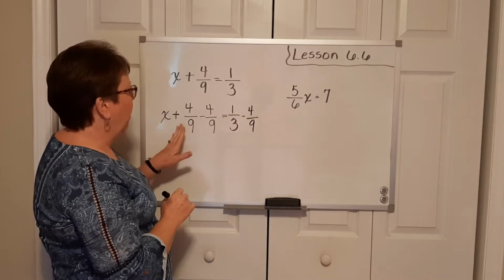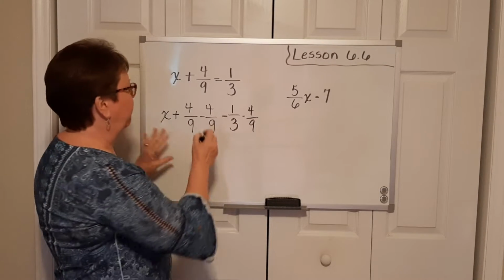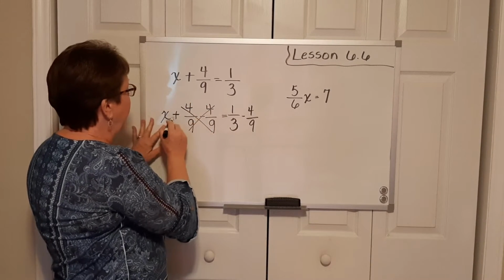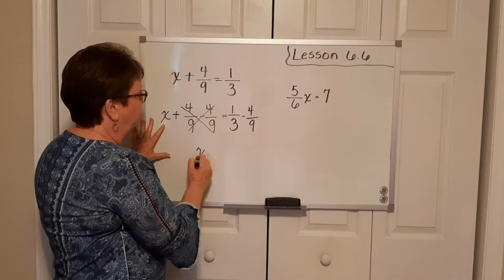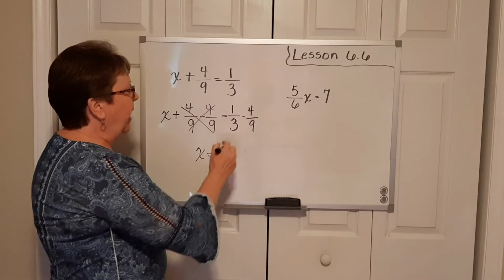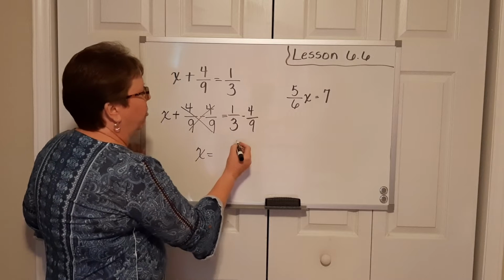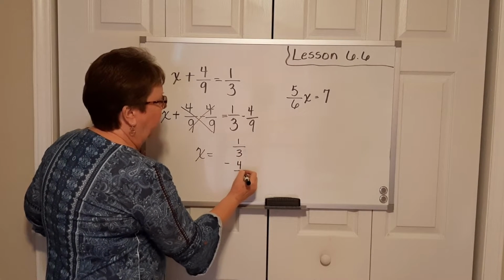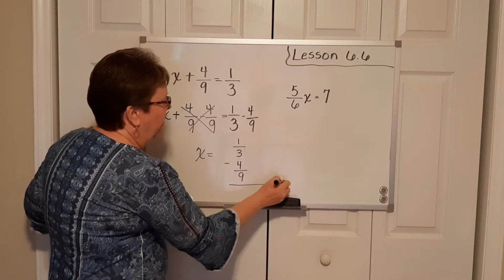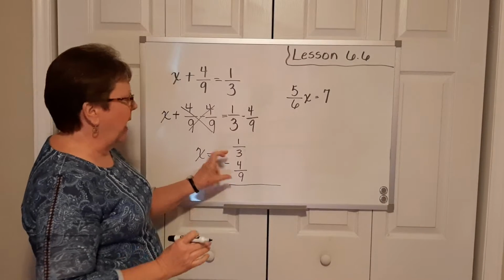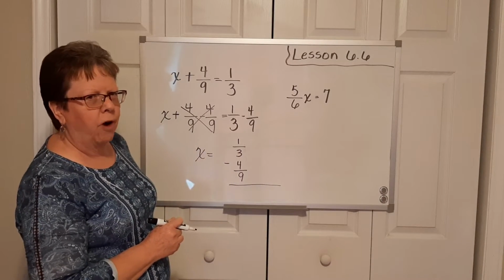So if I subtracted 4/9 from this side, I've got to also subtract 4/9 from the other side. 4/9 minus 4/9 would be 0, so we've gotten rid of that. Now all we have is our x on the left side by itself. Now, we've got to subtract 1/3 minus 4/9. But we need to write it this way because if you remember, we have got to have the same denominator before we subtract any fractions.